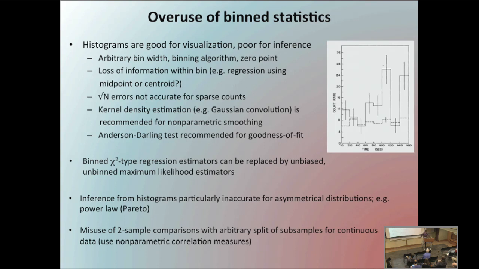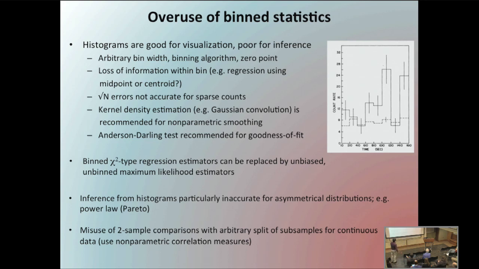Many of you have already heard me on this, though not all the same people, so let me go fairly quickly. Histograms are very good for visualization of particularly univariate distributions, but they're poor for inference. You have to choose arbitrarily the bin width. You choose arbitrarily the binning algorithm, for instance, constant width bins or constant numbers per bin or some other algorithm, and your zero point is arbitrary. The word arbitrary means there's no mathematical guidance. You're just doing something that pleases you. There's also loss of information within the bin. You don't know if all the points are on the left side or the right side or in the middle. And you don't know if you're doing regression or something like regression. You don't know whether to use the midpoint or the centroid or something else.